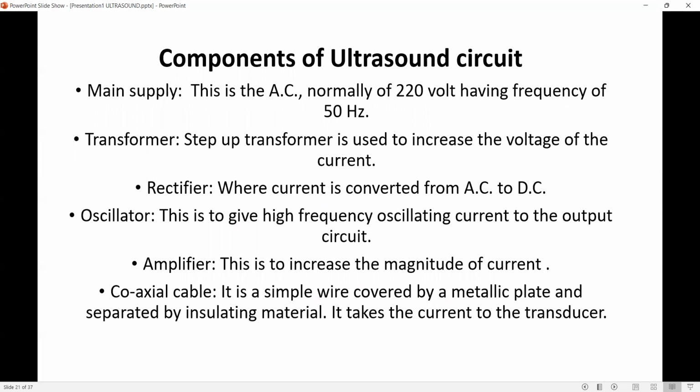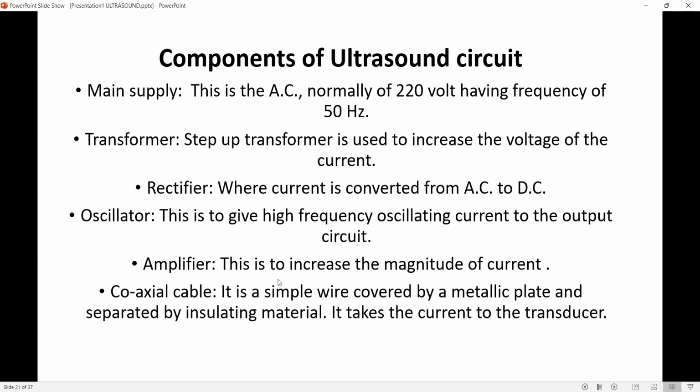Components of the ultrasound circuit. What are the main components of the ultrasound circuit? Main supply: this is the alternating current, normally 220 volts with a frequency of 50 Hz. Transformer: a step-up transformer is used to increase the voltage of the current. Rectifier: where current is converted from alternating current to direct current. Oscillator: this is to give high frequency oscillating current to the output circuit.